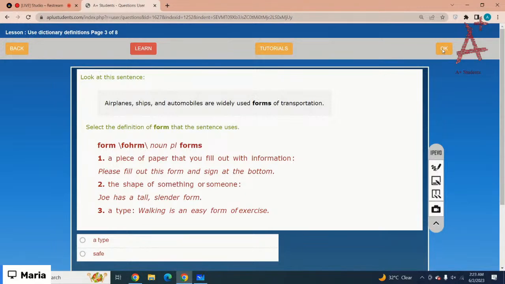Yes, here the word form means type of transportation. You have different types of transportation. Got it? So, a type is the correct option. Very good.